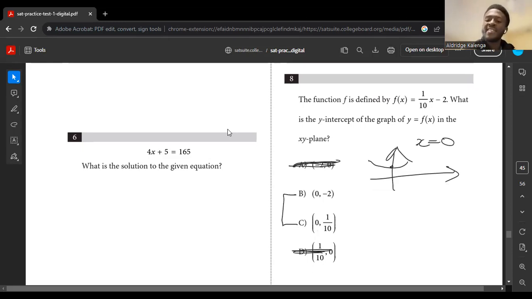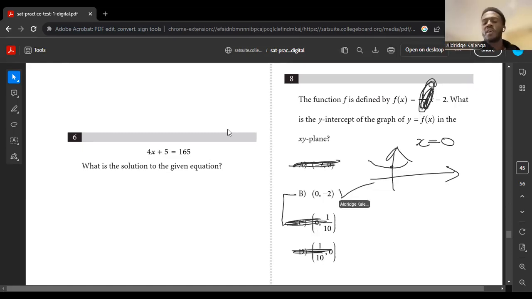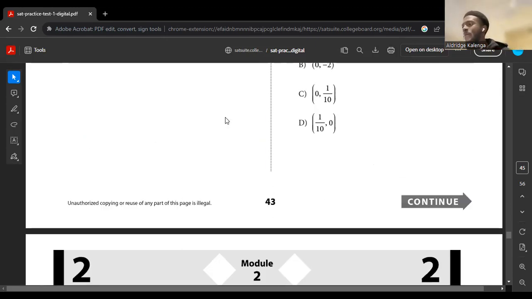So if our x is 0, let's sub in x for 0. If we put a 0 here, it means 0 times all this becomes 0, and we just remain with the -2. So our correct answer is B. So our answer is (0, -2). It's just that I'm explaining, but as you can see, 30 seconds. All right. Question 9.